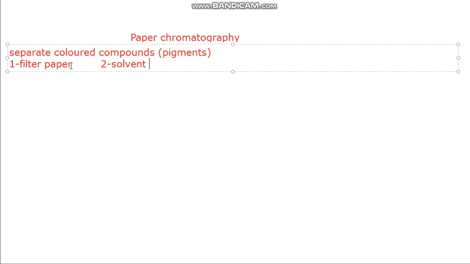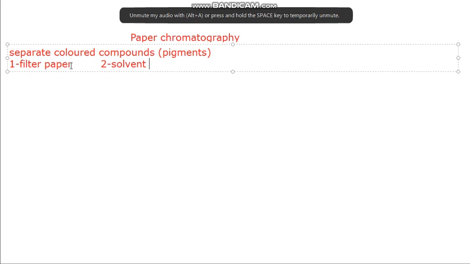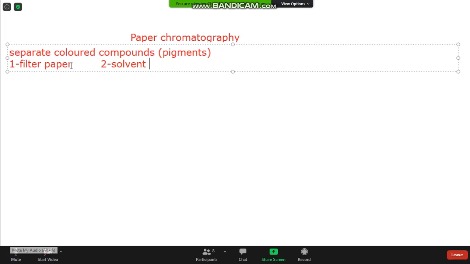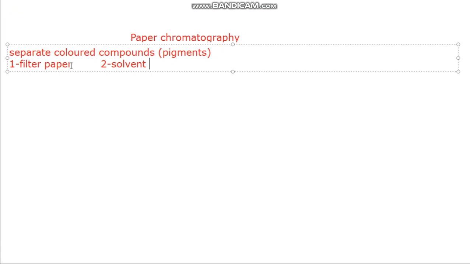Okay. Put one spot of the pigment. I will tell you the steps of chromatography after a while. So we put one spot or one drop of the pigment on the filter paper, then we immerse it into the solvent.